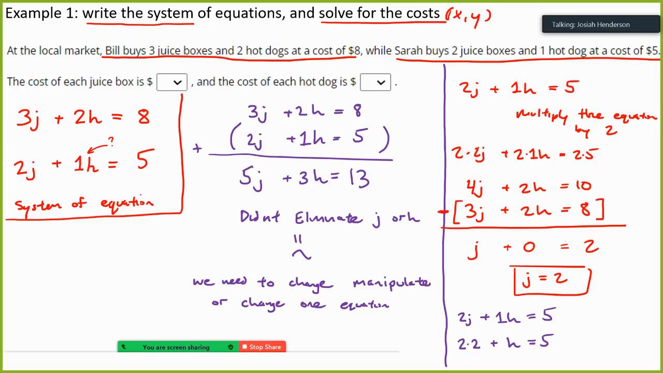And simplify this. Do the multiplication. 2 times 2 is 4. Minus 4 from both sides. Okay. So minus 4, and we get h is 1. And we just solved the system using elimination. So j is 2, h is 1. And if we were doing this at Inventum, looking back at the top, the cost of each juice box is $2. The cost of each hot dog is $1.